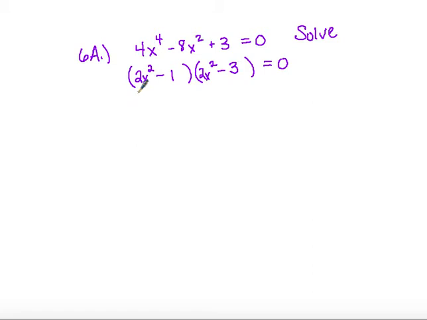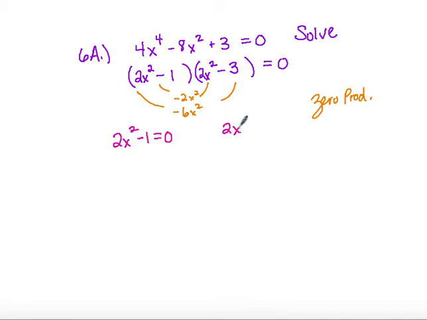Now before I solve, I'm going to go ahead and check to make sure my outers, which give me negative 6x squared, and my inners, which gives me negative 2x squared, add together to give me that negative 8x squared, which it does. All right, now from here, I'm going to utilize the zero product property. Since I have my 2 factors that are completely factored, I can set those each equal to 0. So 2x squared minus 1 is equal to 0, and 2x squared minus 3 is equal to 0.